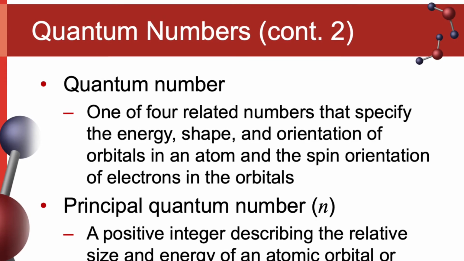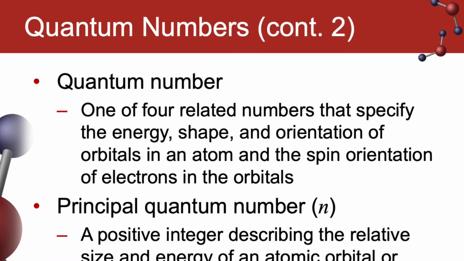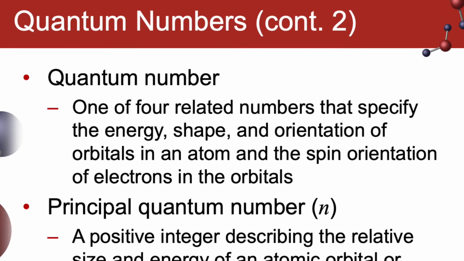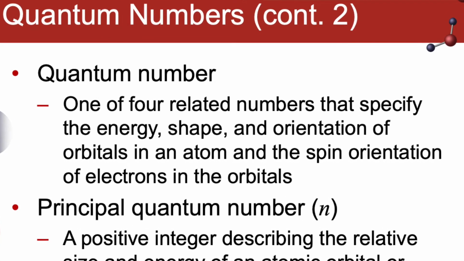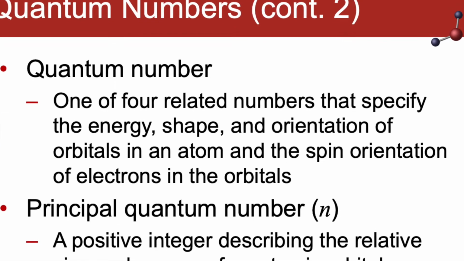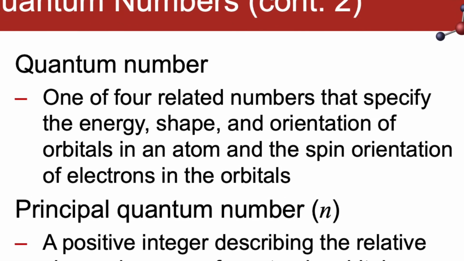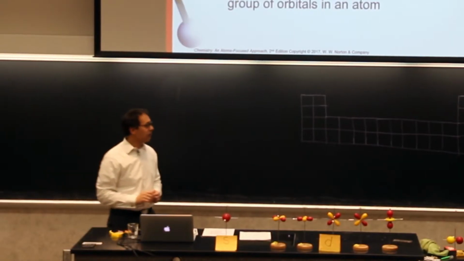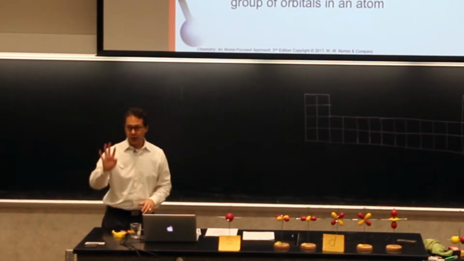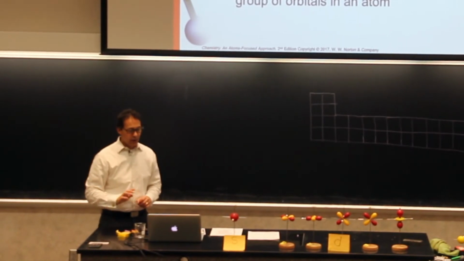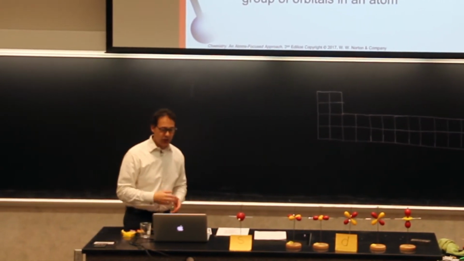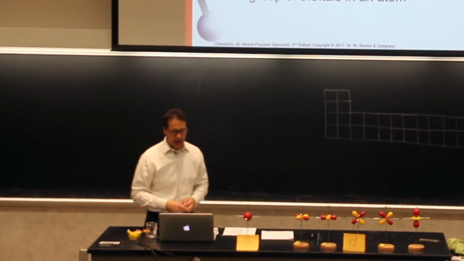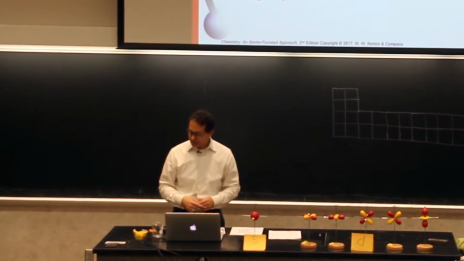Now we're going to take a look at these quantum numbers. There are 4 different quantum numbers, and they describe the energy, the shape, the orientation of these orbitals and the spin of electrons. So there are 4 different things that they do, and we're going to take a look at each one of these.